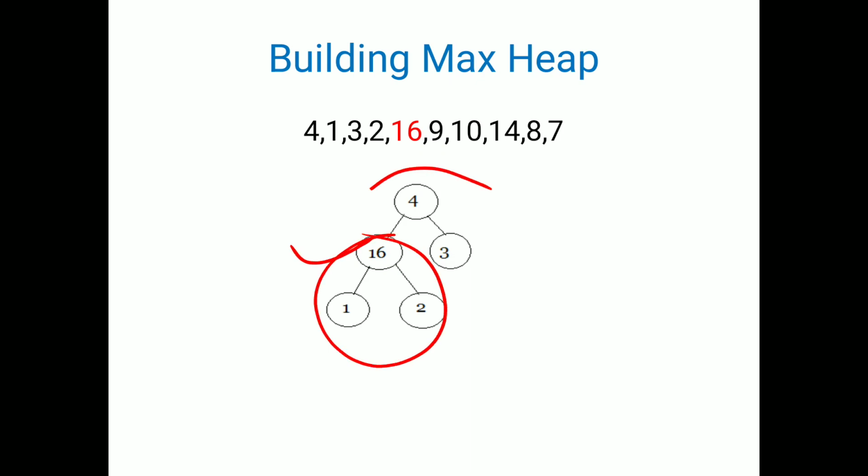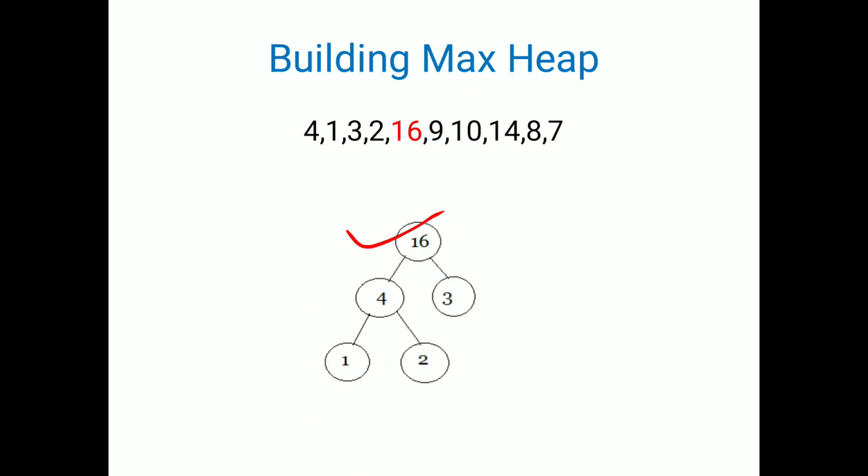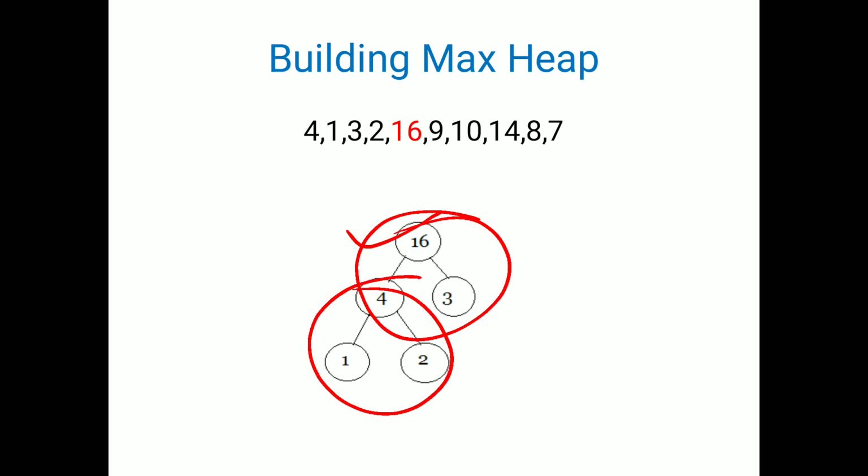Again we check the max heap property for the subtree above. The parent value here is 4, and it should be greater than or equal to the children values, but here 16 is a child of 4, so it does not follow the max heap property. We have to interchange these values. After interchanging, 16 is the parent of 4 and 3. Now this follows the max heap property, and the other subtree also follows it.